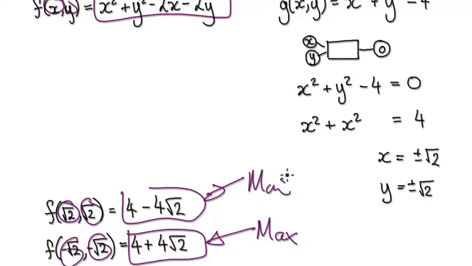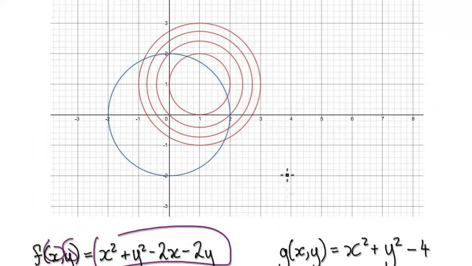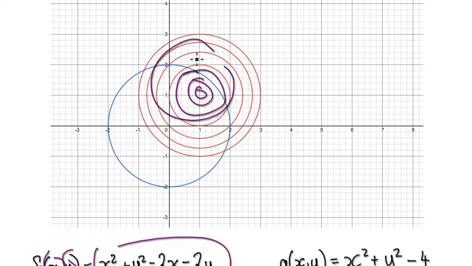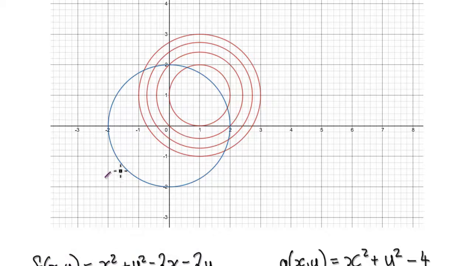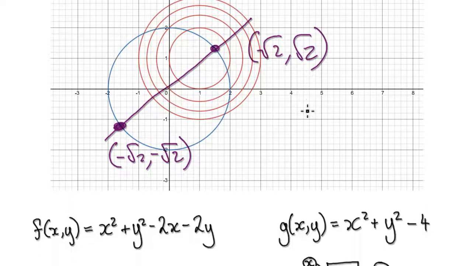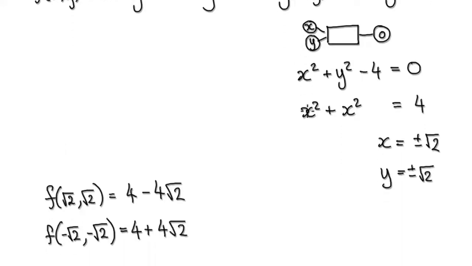So going back to here, this is our surface here. All the red circles represent our surface. Well, the highest point on that surface is this point here at √2, √2, and the lowest point occurs when it's at -√2, -√2. Okay, and the elevations would be this and this.